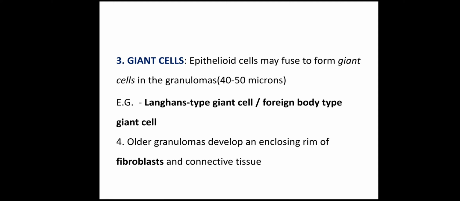Next, giant cells. Giant cells are formed by the fusion of the epithelioid cells, and they are of the size of 40 to 50 microns. There are various examples of the giant cells, and various types of giant cells are seen. So in granulomatous inflammation, we can see Langerhans type of giant cells and foreign body type of giant cells. Older granulomas develop an enclosing rim of fibroblasts and connective tissue. So fibroblasts can also be seen in the advanced lesions.